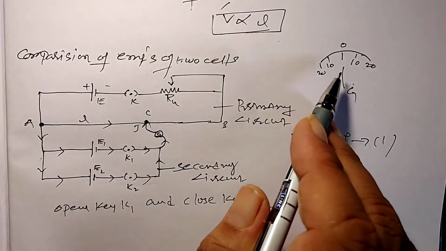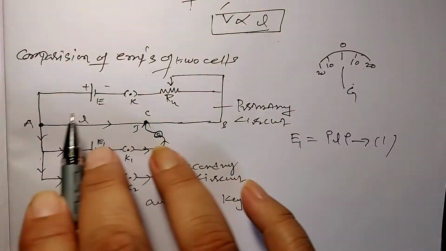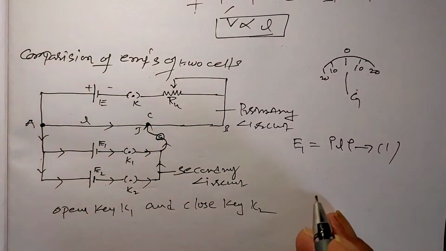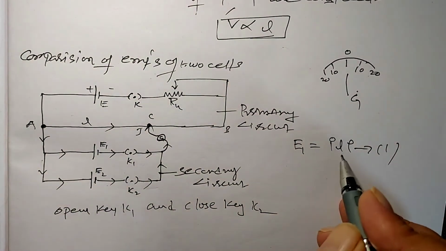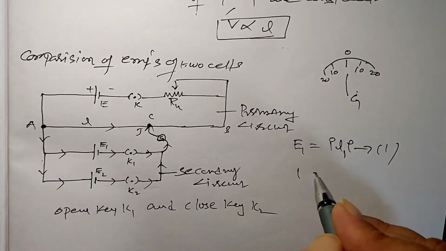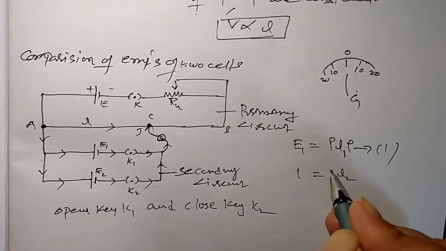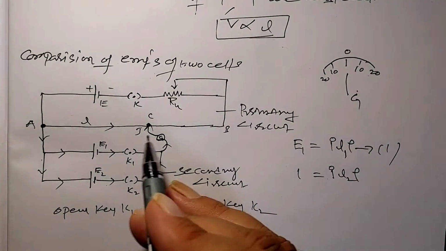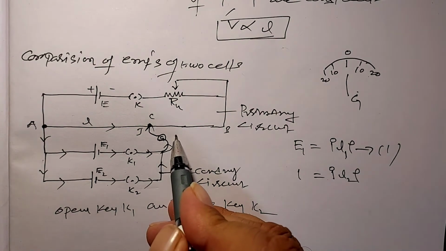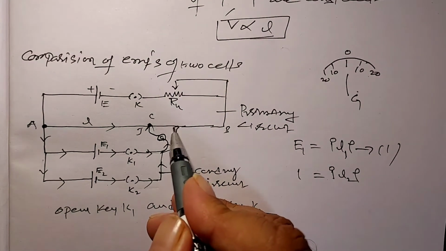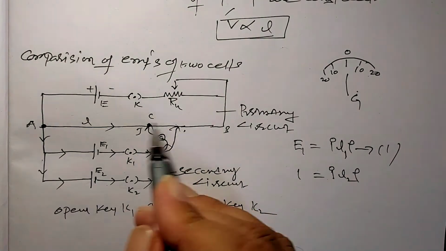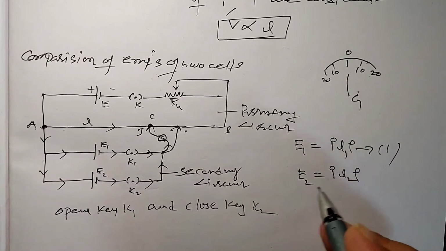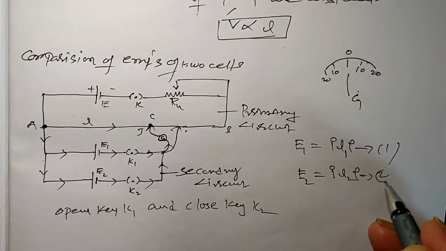Once the deflection in the galvanometer becomes 0, then note the balancing point in the second case. For example, the balancing point in the first case is L1. In the second case, the balancing point is L2, and the potential difference between the 2 points is I L2 rho. If we place the galvanometer jockey somewhere here, then the potential difference between these 2 points is balanced by the EMF of the second cell, E2. E2 is equal to I L2 rho. This is equation 2.